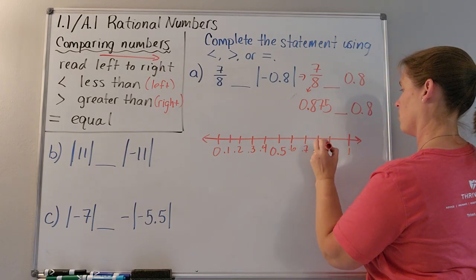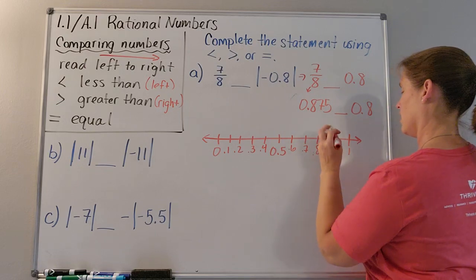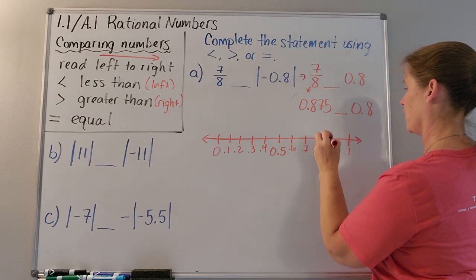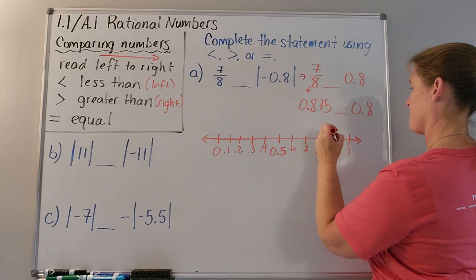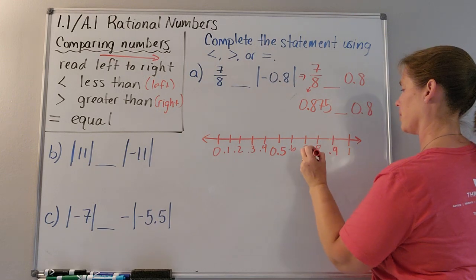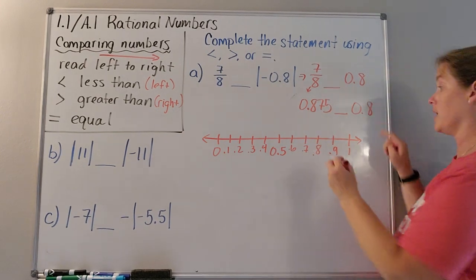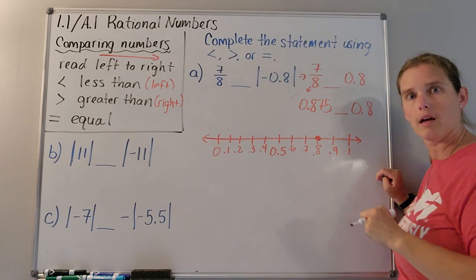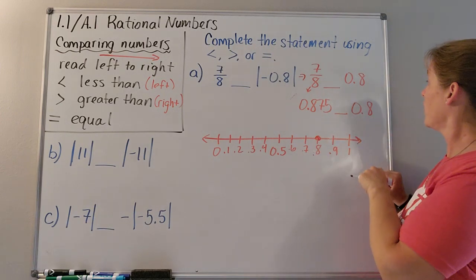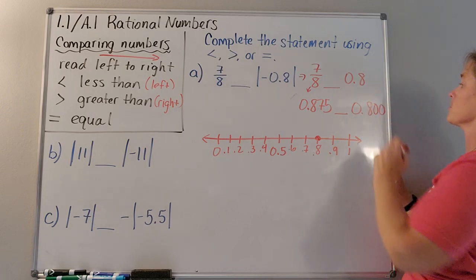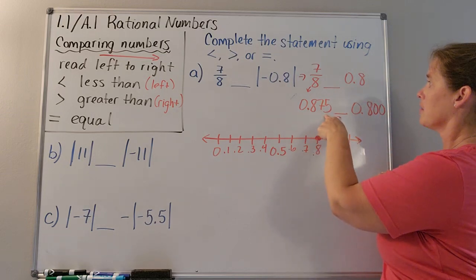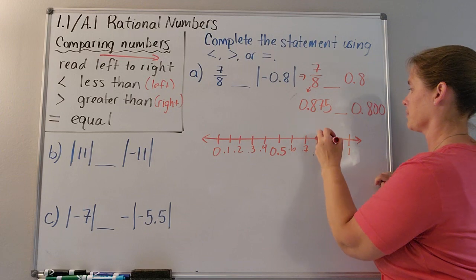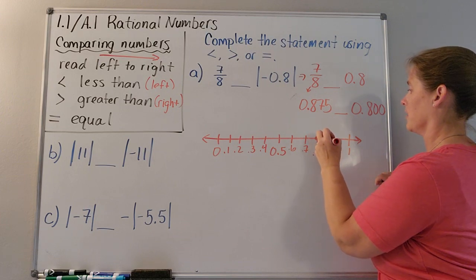0.7, 0.8, 0.9, so on. Move my 0.9 over a little. There, that looks a little better. All right, well, 0.8 is right here. Now, where's 0.875 going to be? Well, that's got more digits than 0.8, because that would just be like zeros there. So that means it's going to be over here somewhere. Like right about there, probably.